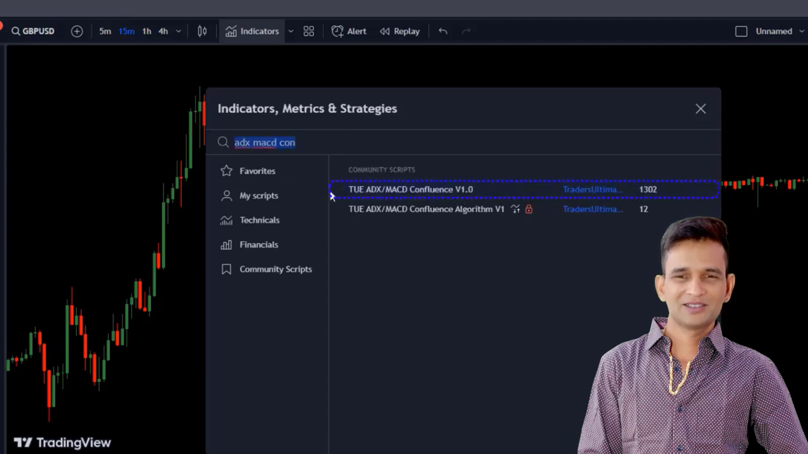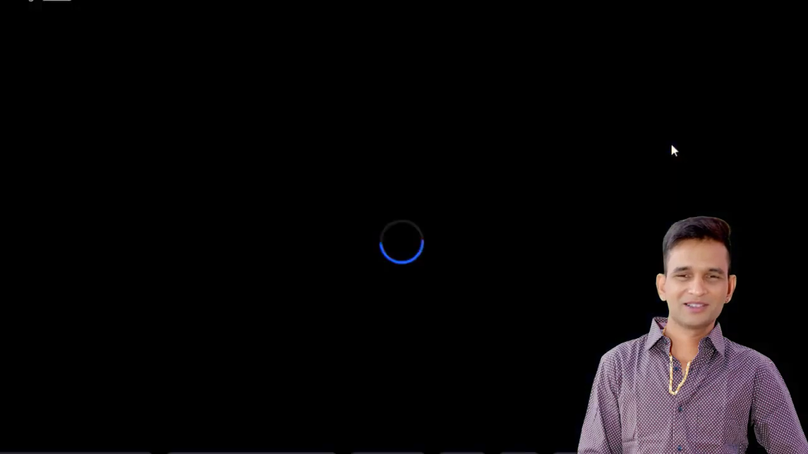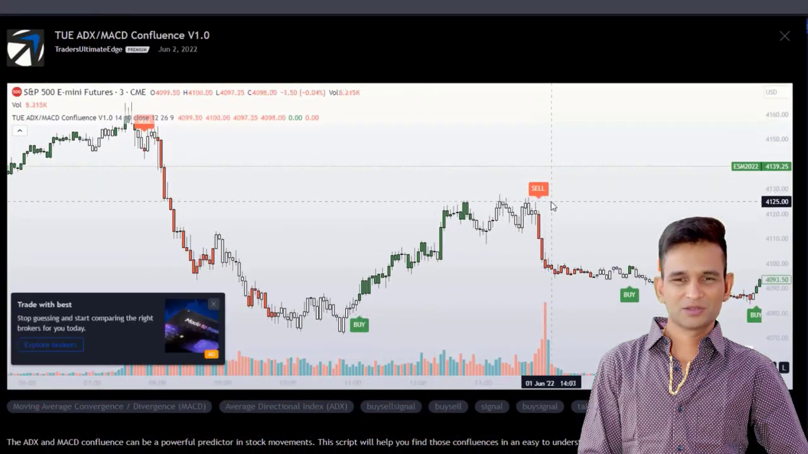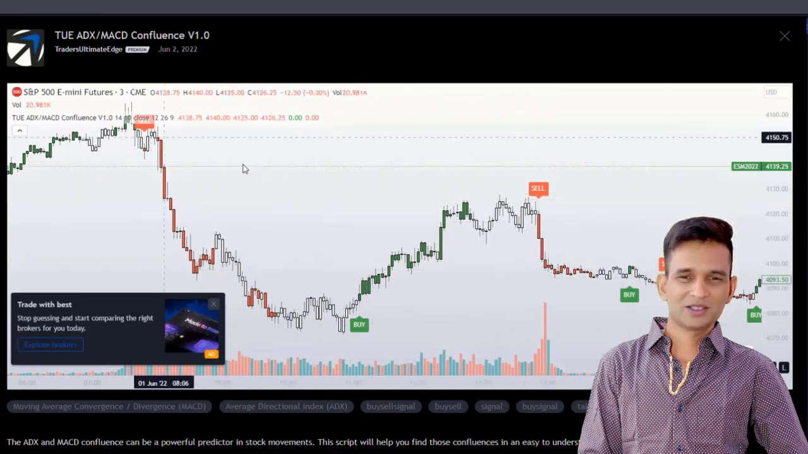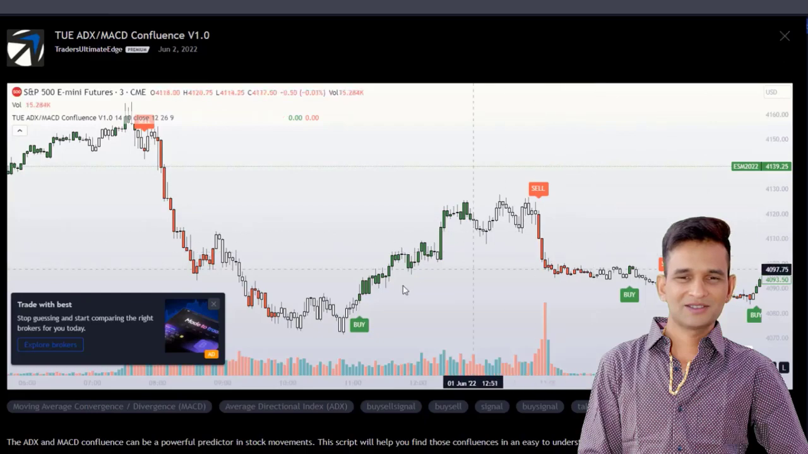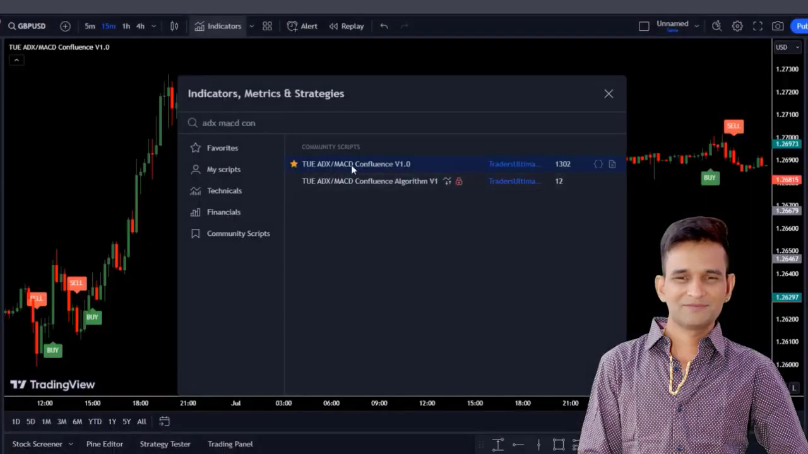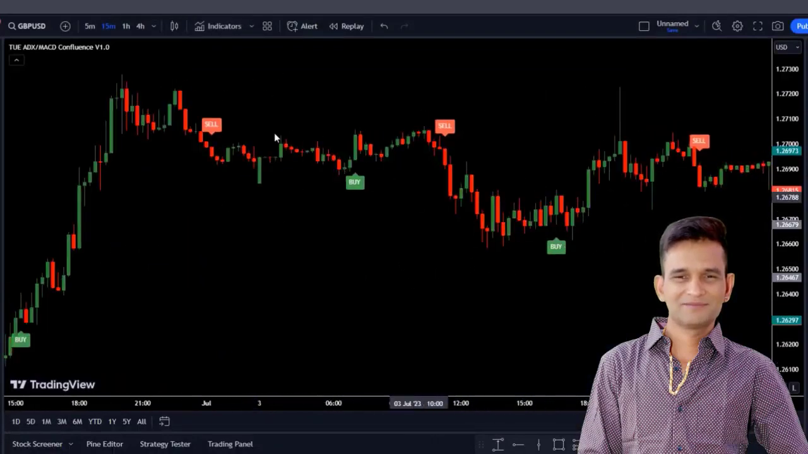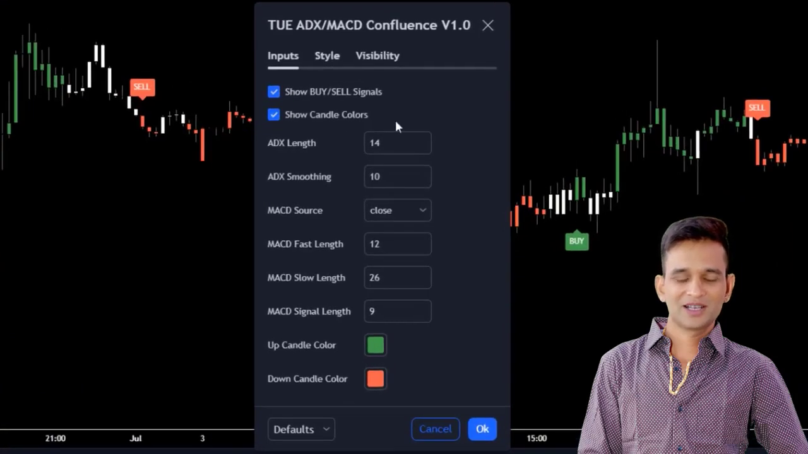This unique indicator combines the strengths of the ADX, Average Directional Index, and MACD, Moving Average Convergence Divergence, to assist in predicting stock movements. By analyzing the confluence of these 2 indicators, it generates reliable buy and sell signals, making it an invaluable tool for technical analysis. Let's explore how this indicator can supercharge your trading strategy. Before we dive into the strategy, let's optimize the settings of the ADX MACD Confluence indicator.